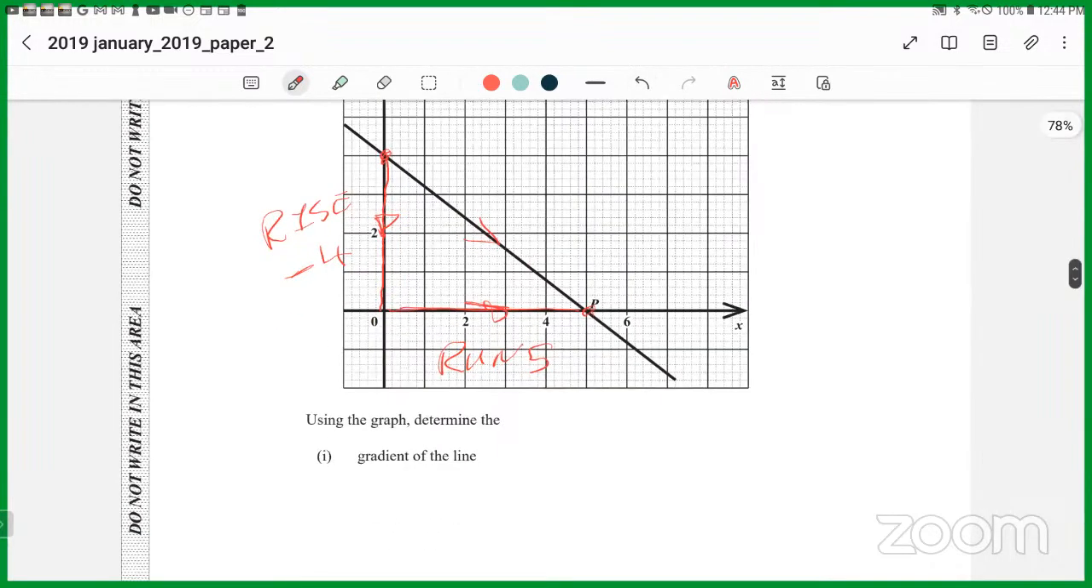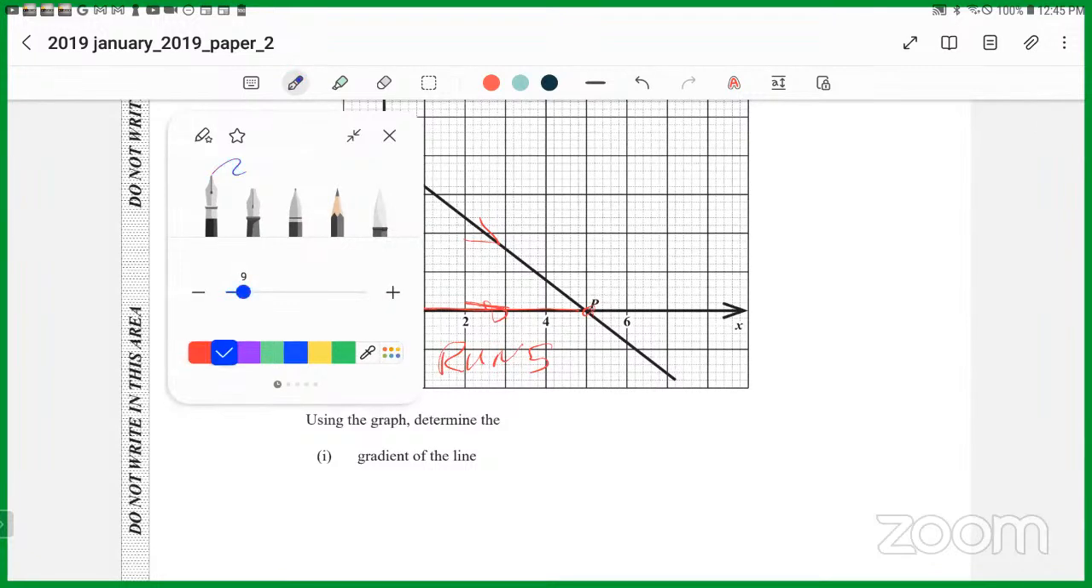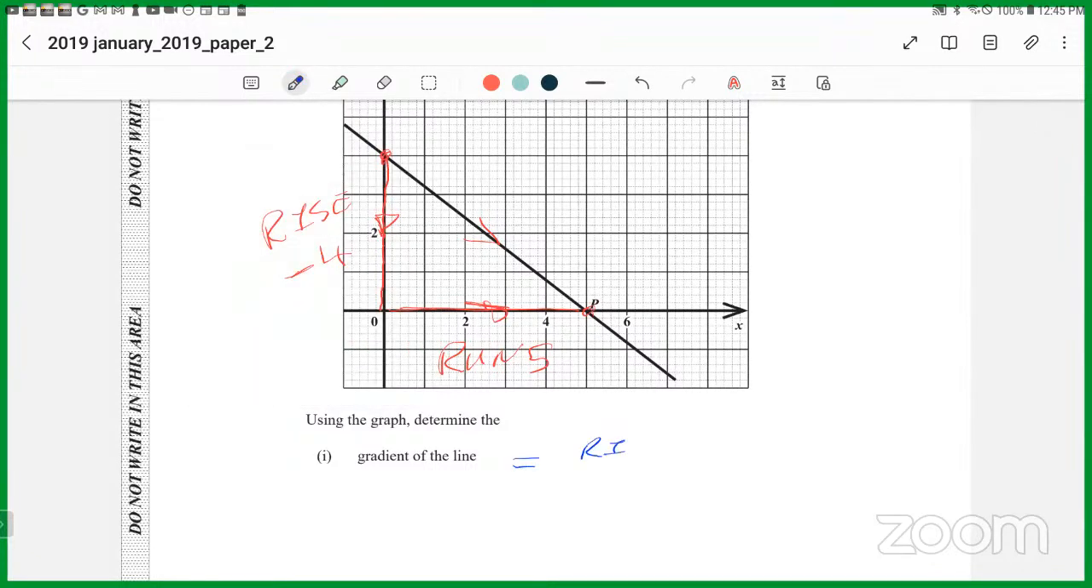So my gradient is simply rise over run between 2 known points, which is -4 over 5. Done. When you have the graph, you can count out the rise and count out the run between 2 known points. Okay with that? Yes, sir.